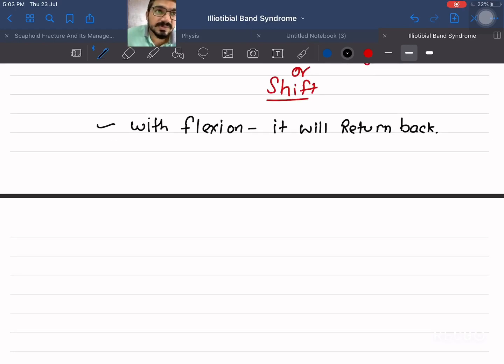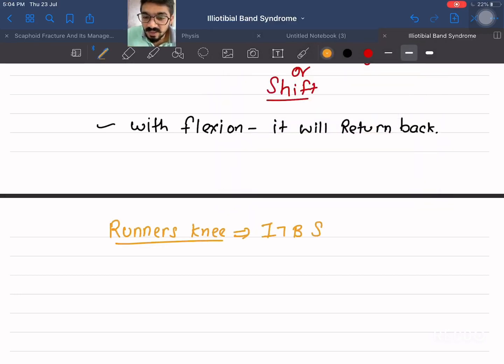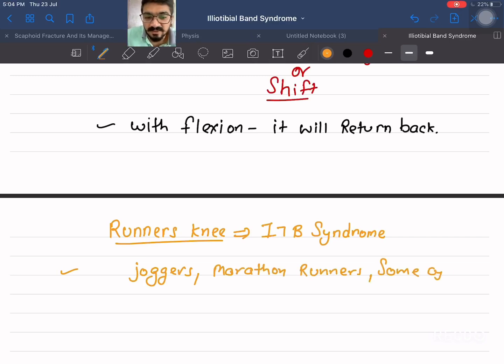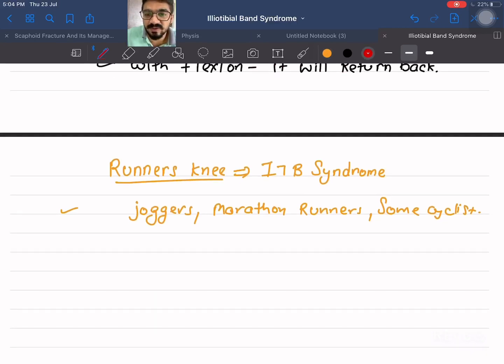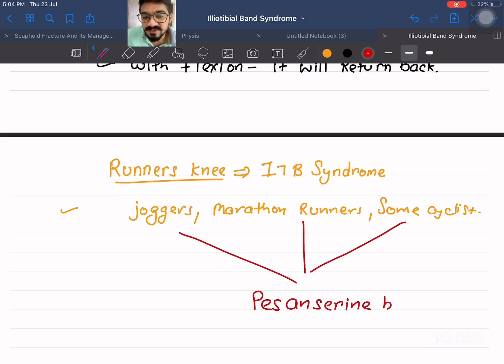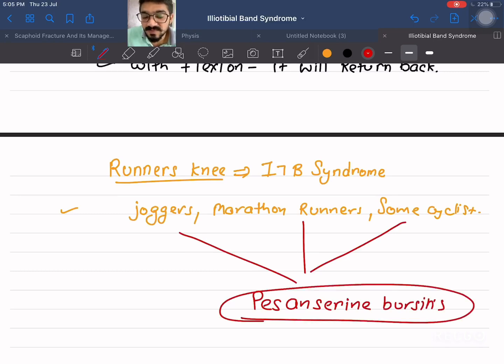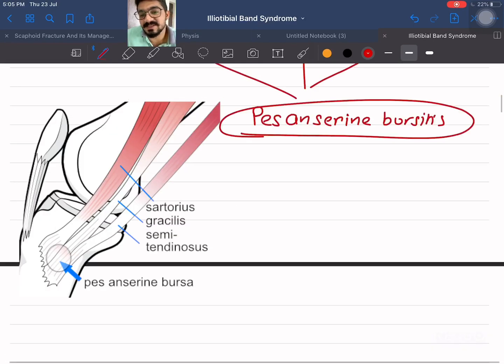Now, one thing I want to share with you is that runner syndrome is also known as iliotibial band syndrome. So don't get confused. Runner's knee or runner syndrome is actually a synonym for iliotibial band syndrome. These are common in joggers, marathon runners, some cyclists, and those involved in activities like sports training. And these people also suffer from pes anserine bursitis as well.